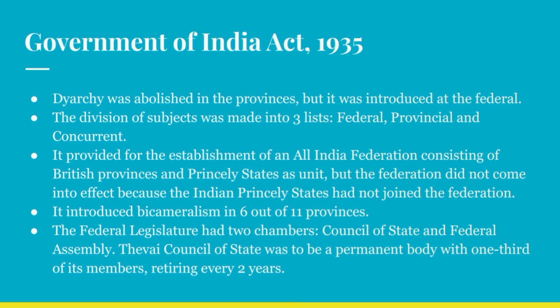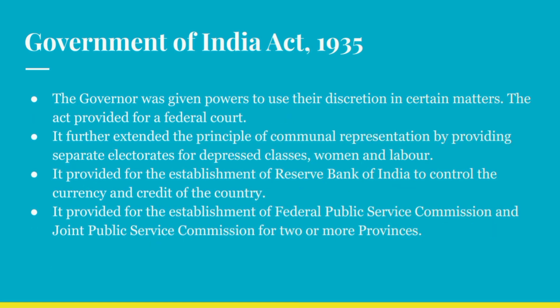It introduced bicameralism in 6 out of 11 provinces, and the federal legislature had two chambers, the Council of State and the Federal Assembly. The Council of State was to be a permanent body with one-third of its members retiring every 2 years. The next point, the governor was given powers to use their discretion in certain matters. The Act provided for a federal court. It further extended the principle of communal representation by providing separate electorates for depressed classes, women, and labor.